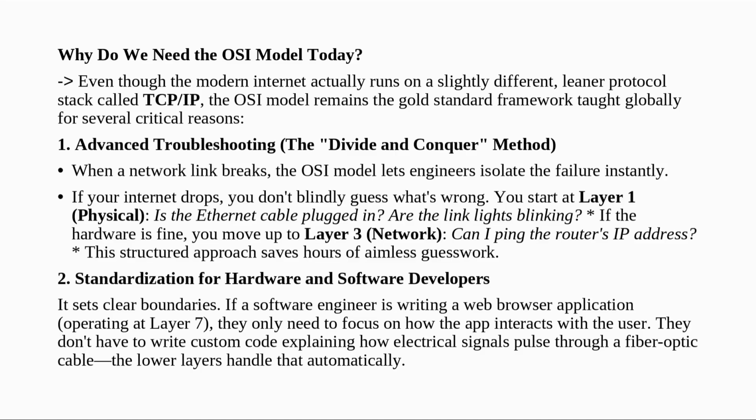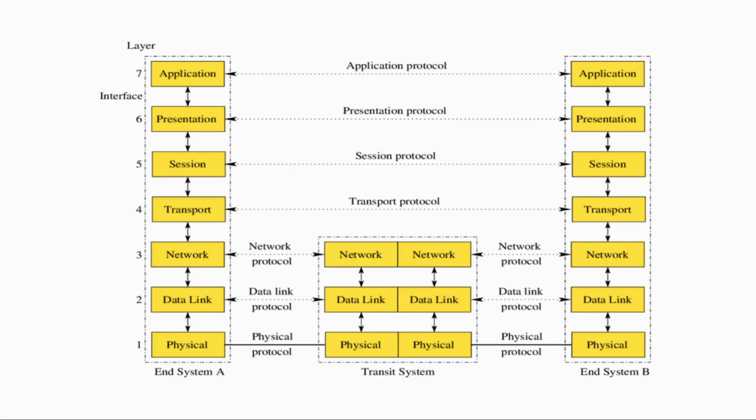Another reason is standardization for hardware and software developers. It sets clear boundaries. If a software engineer is writing a web browser application, it operates at layer 7, which is the application layer. Obviously, they only need to focus on how the app interacts with the user. They don't have to write custom code to explain how electrical signals pulse through the fiber optic cable. They don't have to worry about this. All they work with is the abstraction, and they only worry about how the browser interacts with the user. Basically, it improves efficiency and saves time. So this is why we use the OSI model to this day.